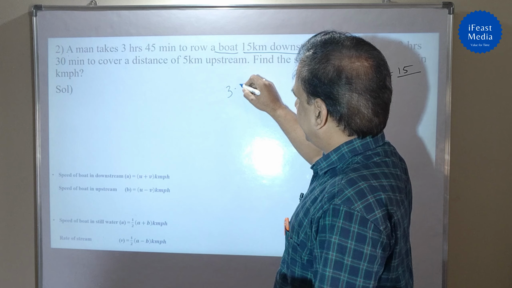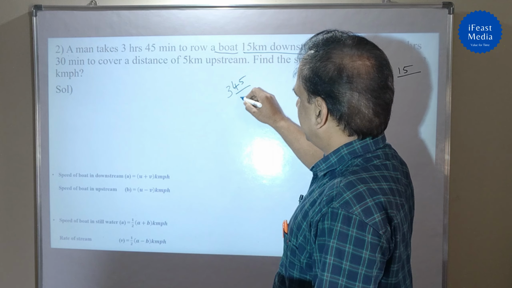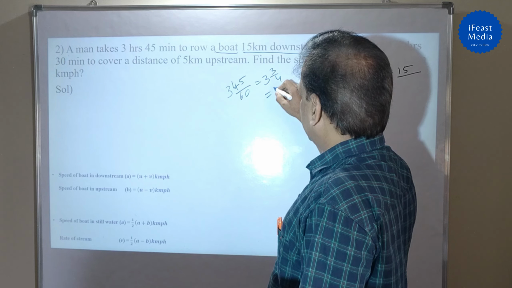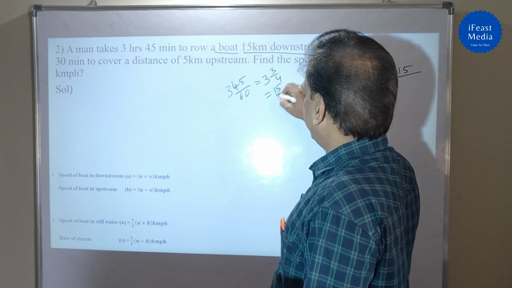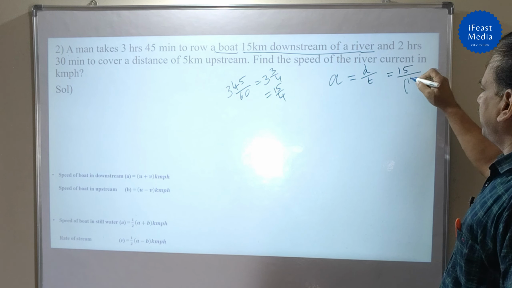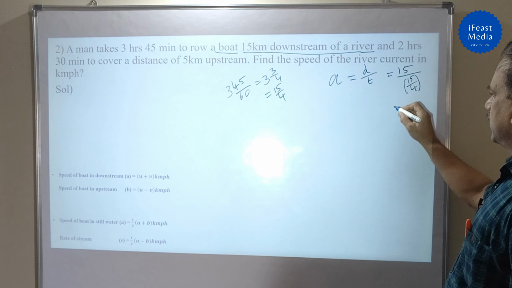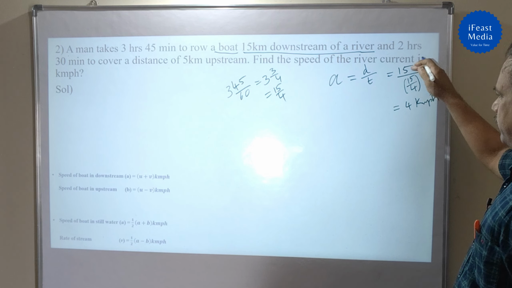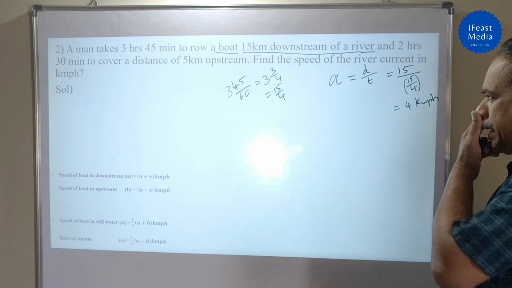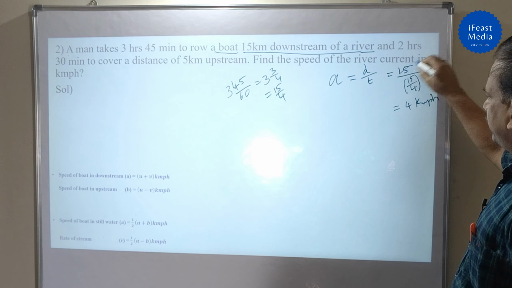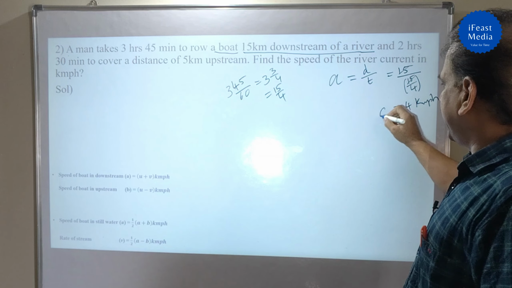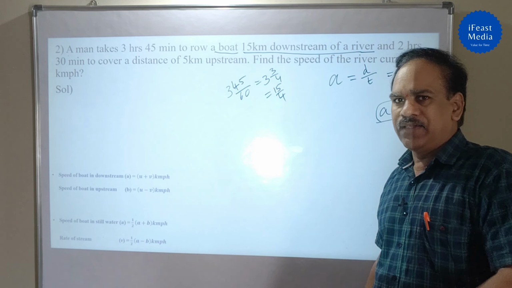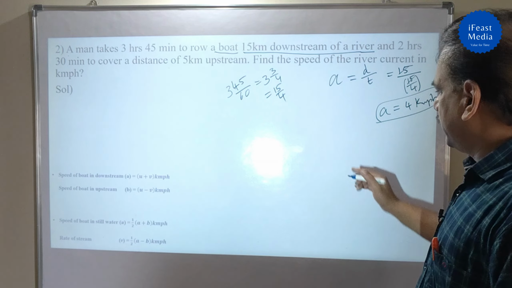3 hours 45 minutes is same as 3 and 45 by 60 as a mixed fraction, 3 by 4, it is 12 plus 3, 15 by 4. So 15 by 4 hours, and 15 by 4 kmph, which is 15 gets cancelled, it is 4 kmph. So A equal to 4 kmph. In the previous problem, A and B were directly given. Here we need to find them out.